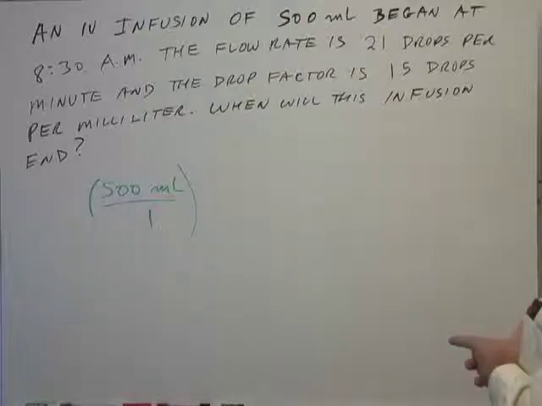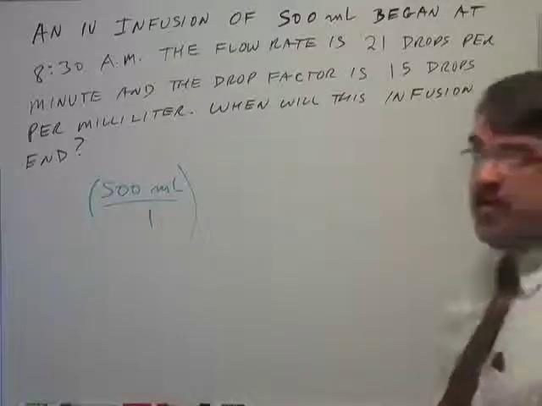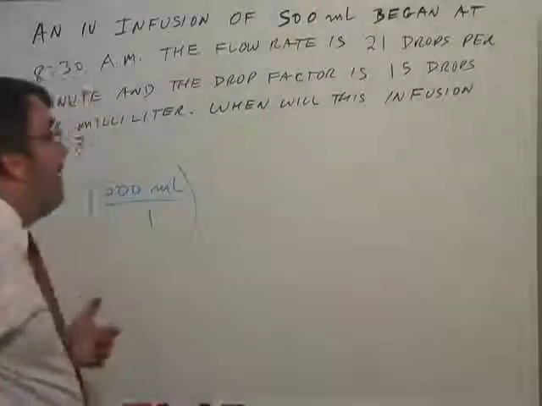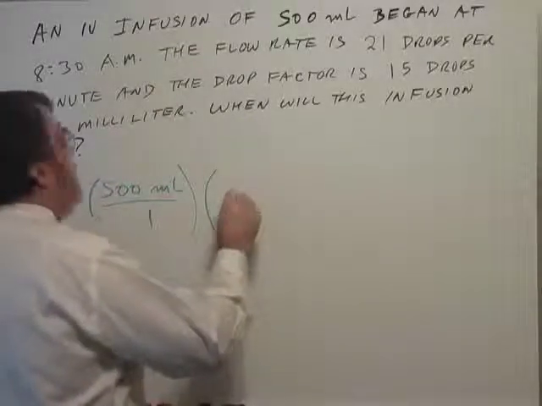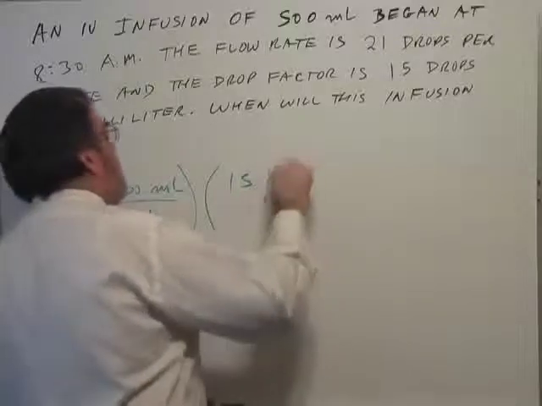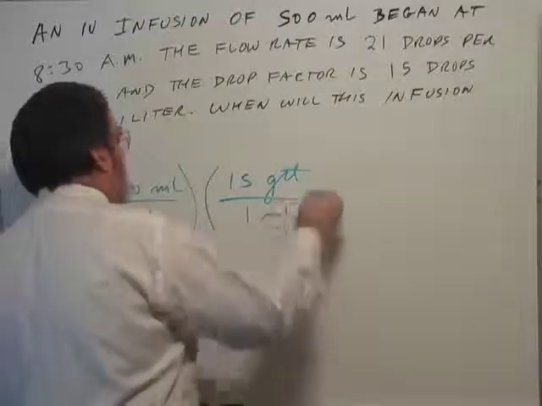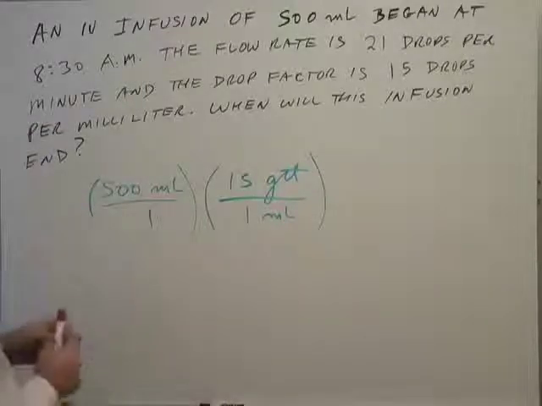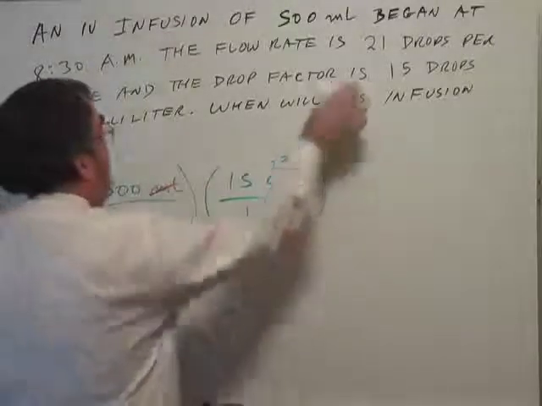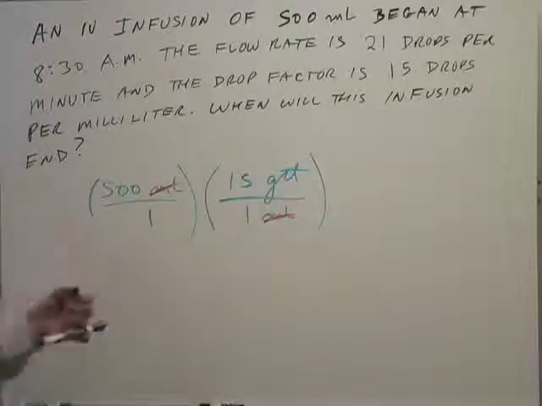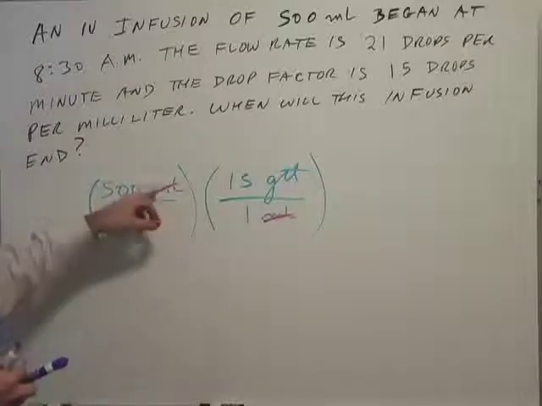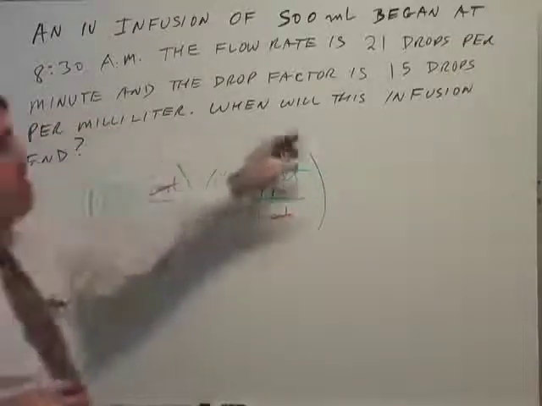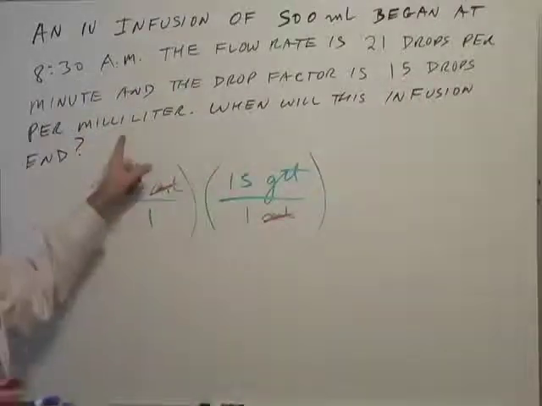500 milliliters. And what up here contains milliliters? Well, my drop factor has 15 drops per milliliter. So I'm going to use that next, and I want to cancel milliliters. So I have 15 drops per milliliter. That canceled off milliliters because when you look at this information, how am I going to turn milliliters into minutes? Well, for starters, I have to get rid of milliliters. And the only way to get rid of milliliters is to use the units which contain milliliters.